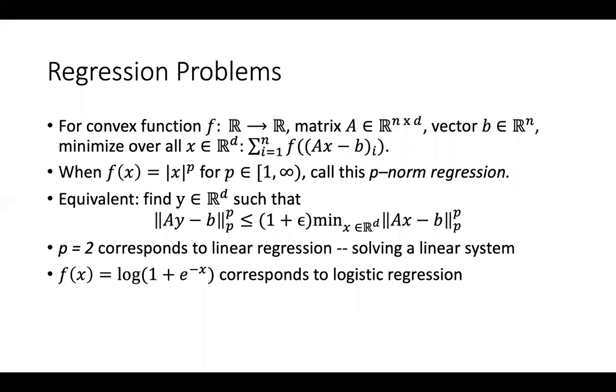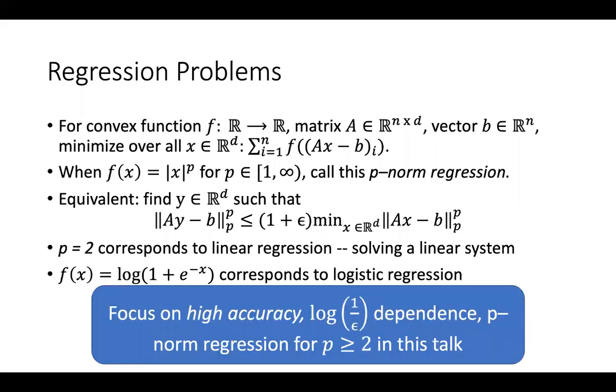p equals 2 corresponds to standard linear regression. And linear regression is equivalent to solving a linear system defined by something like the matrix A, more precisely A transpose times a diagonal matrix D times A. Also, for different functions f, like f of x is log of 1 plus e to the minus x, you get logistic regression and various other regression problems.